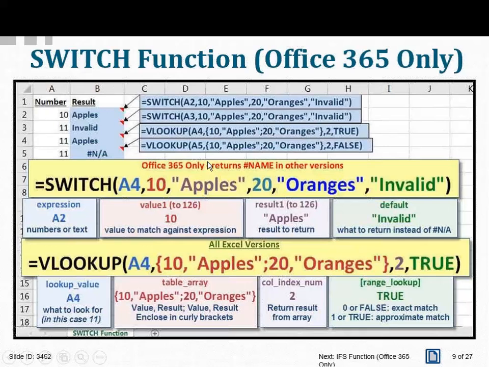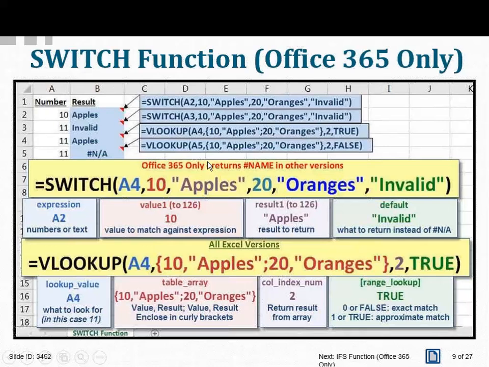If cell A2 equals 10, we want it to display the word apples. If cell A2 equals 20, we want it to display the word oranges. Otherwise, if there's some other value, we want it to display the word pound in A.